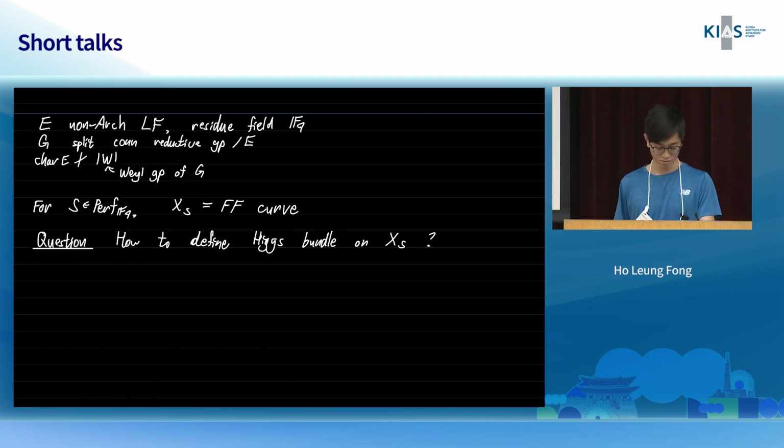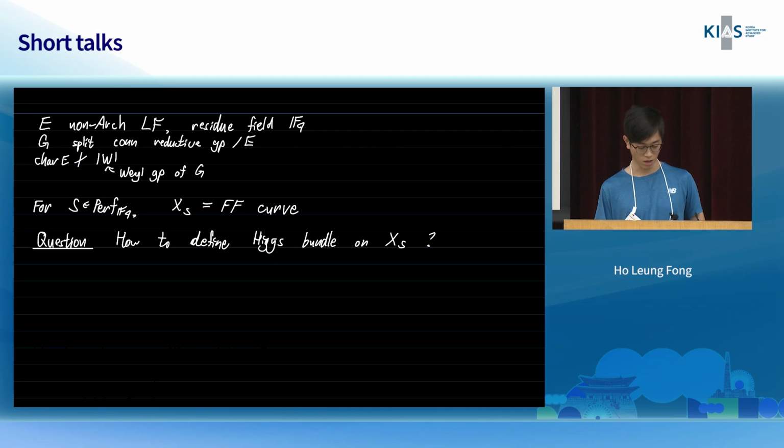So now let E be a non-Archimedean local field with residue field F_q, and let G be a split connected reductive group over E. I also assume that the characteristic of E doesn't divide the order of the Weyl group of G. And I let X_S be the Fargues-Fontaine curve.